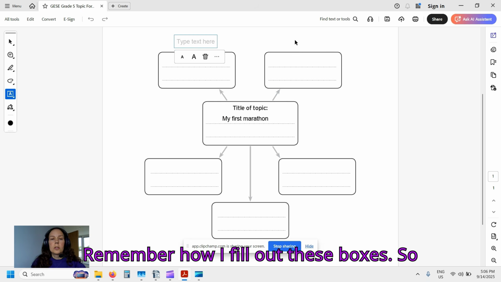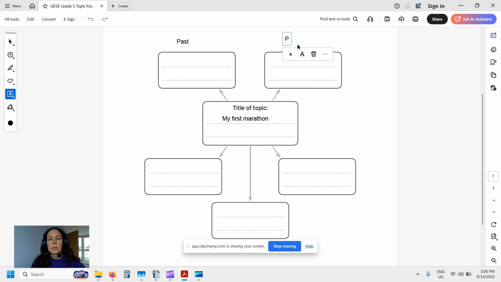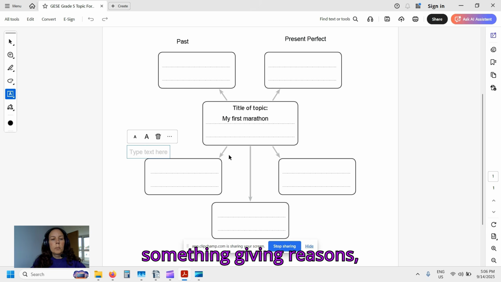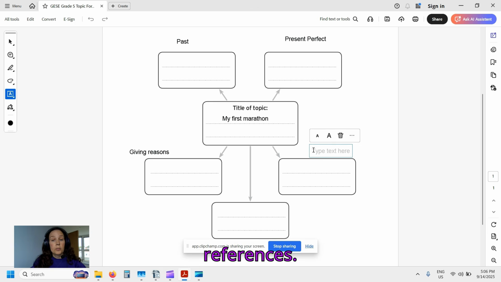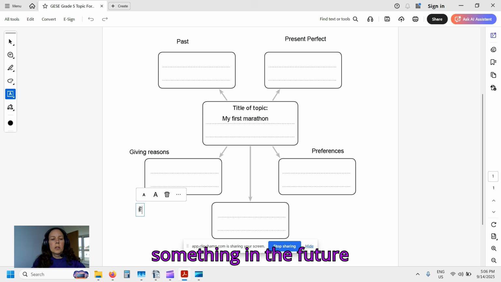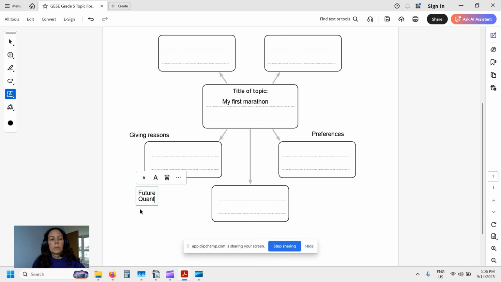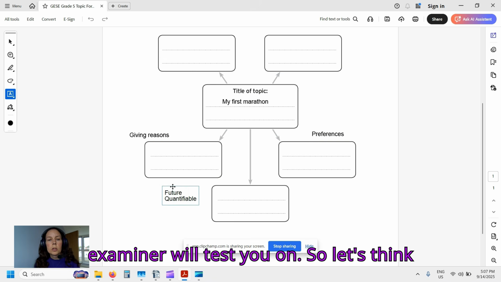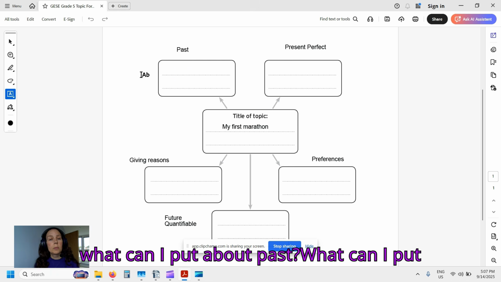Remember how I fill out these boxes. So there's going to be something in the past, something present perfect, something giving reasons, preferences, and the last one would be either something in the future or something quantifiable. Those are the points that the examiner will test you on. So let's think about this. If my topic is my first marathon, what can I put about past? What can I put about past tense?